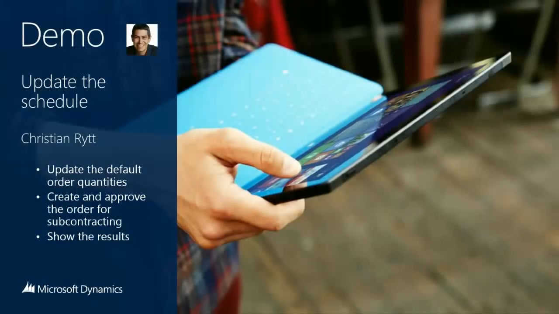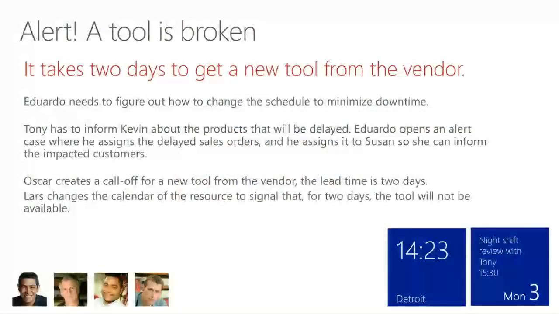So now the schedule is updated. So the next thing that actually happens in that production facility is that there's an alert. So what happens is that there's actually a tool that's broken. We actually heard of that in the Kaizen event already, that there was some quality problems, and now finally the tool broke, so we actually have to do something about that.